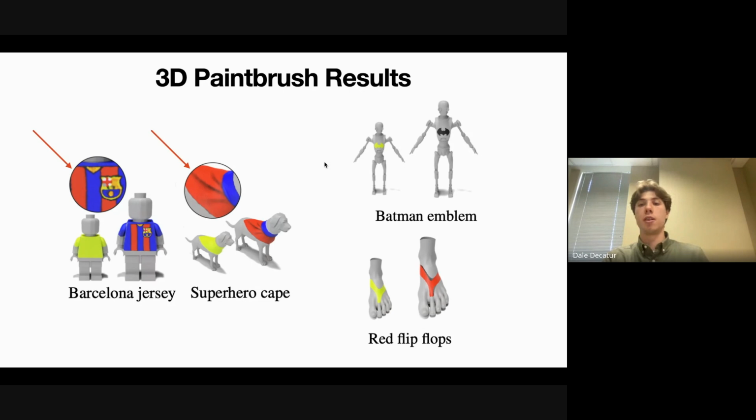It also helps with the localizations being very precise. We can see that on this Batman example, we have a very sharp localization of the Bat logo, and the same thing for this flip flop. You get these nice precise localizations.